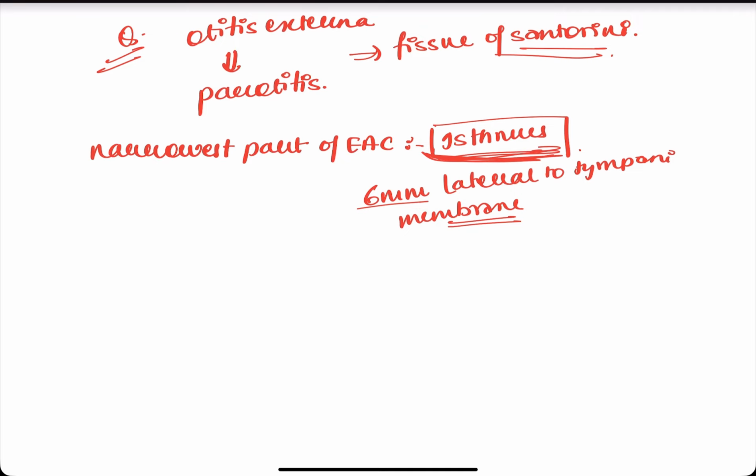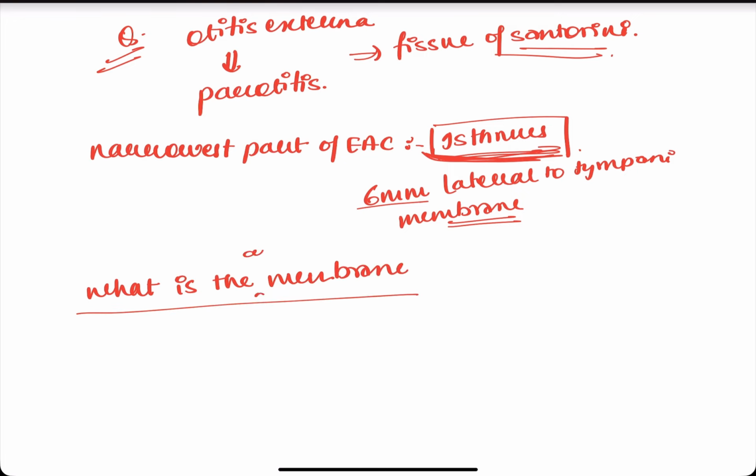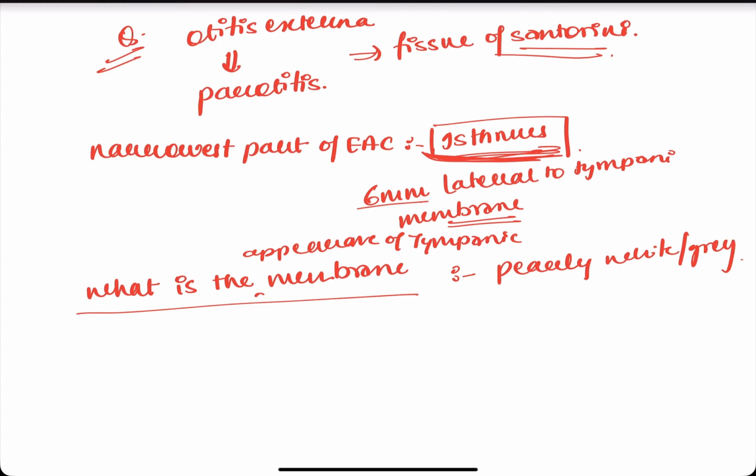Now, what is the appearance of the tympanic membrane on otoscopic examination? It appears pearly white or pearly gray on otoscopic examination if it is a healthy tympanic membrane. If there is any abnormality in the middle ear, then there will be color changes in the tympanic membrane.